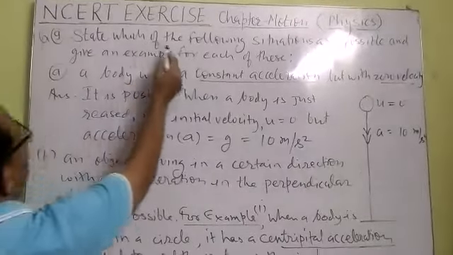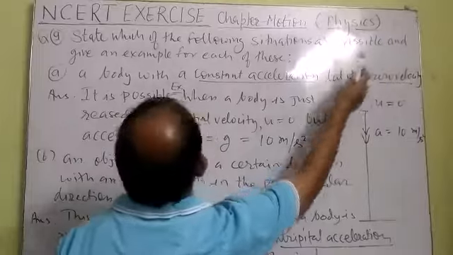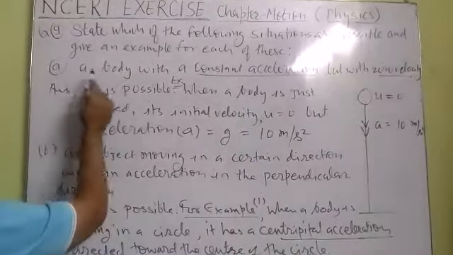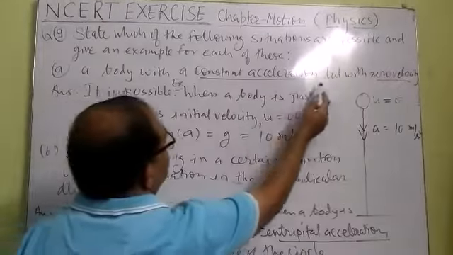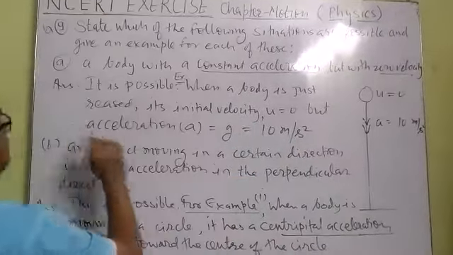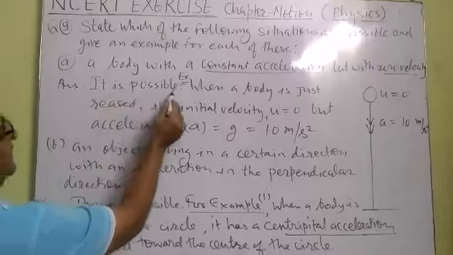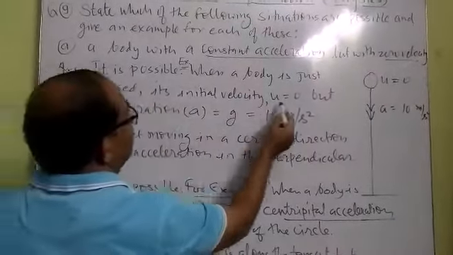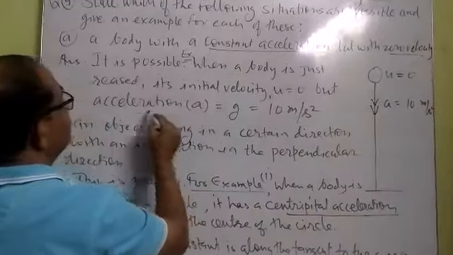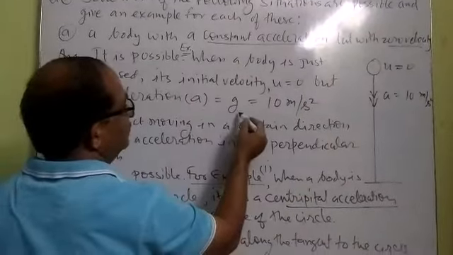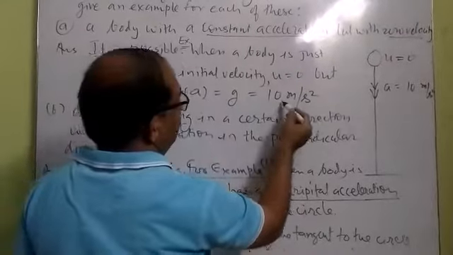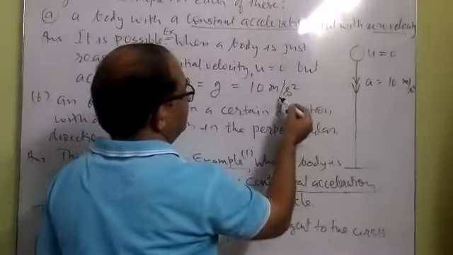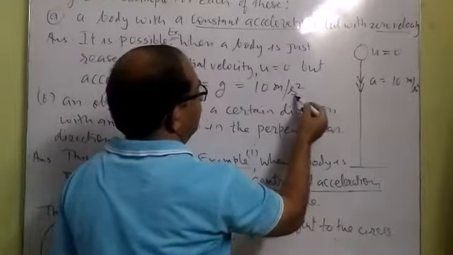9. State which of the following situations are possible and give an example for each of these. First, a body with a constant acceleration but with zero velocity. Yes, this situation is possible. Example, when a body is just released, its initial velocity u is 0, but acceleration a, which is equal to acceleration due to gravity, is constant, which is 9.8 meter per second square, or approximately 10 meter per second square.